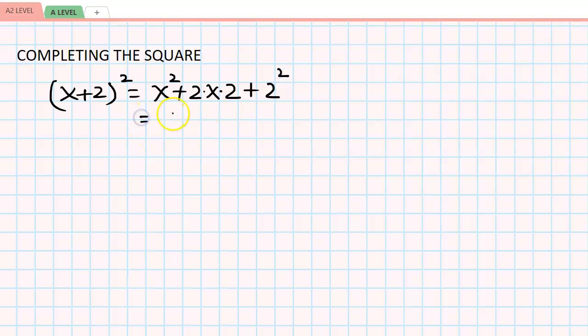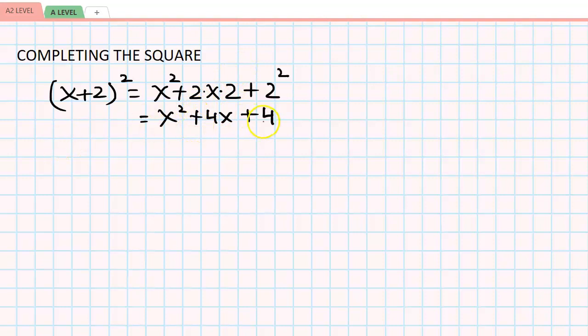that (x + 2) square is equal to x square plus 2 multiply first term multiply second term plus the square of second term. So in fact this is x square plus 4x plus 4.